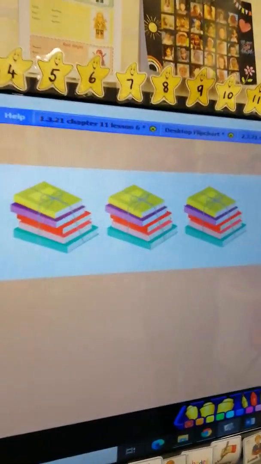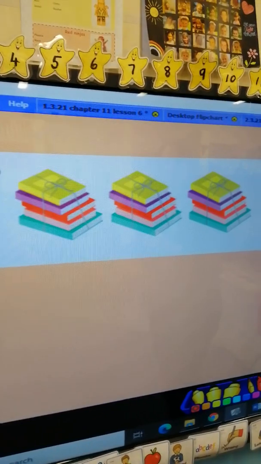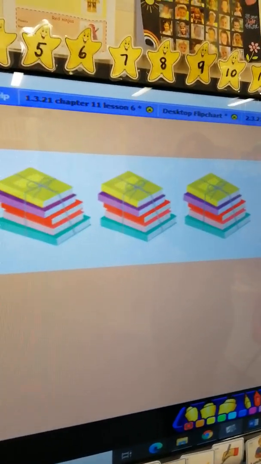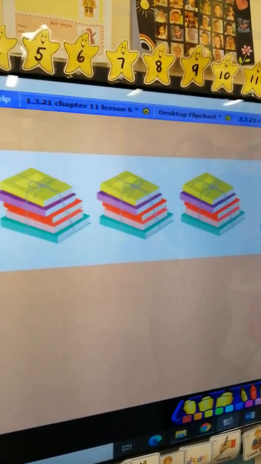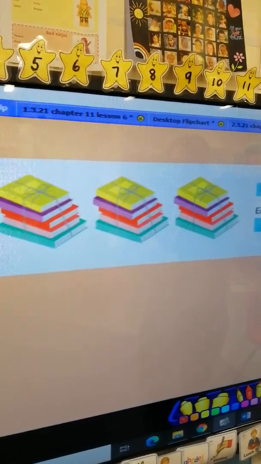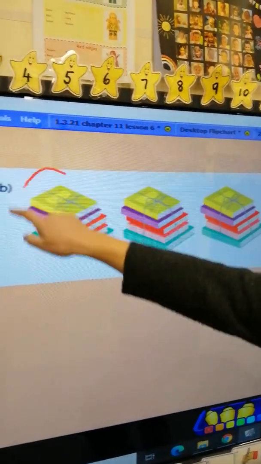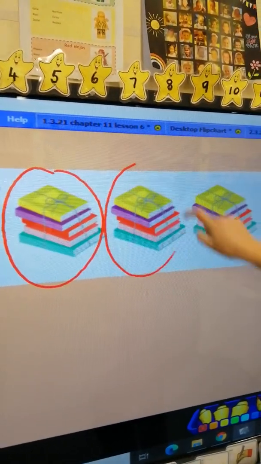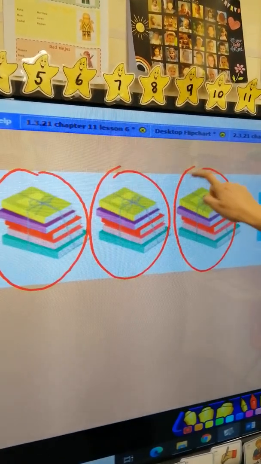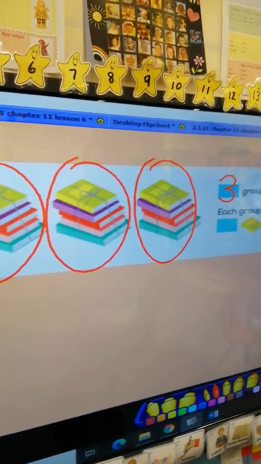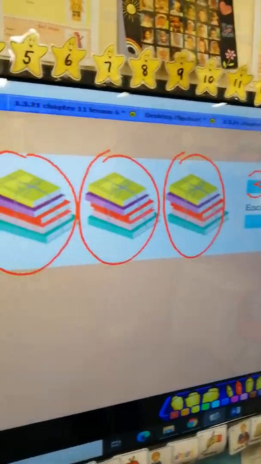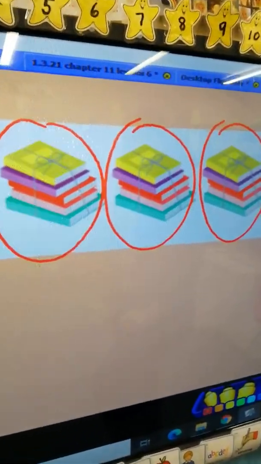Okay. How many groups are there here? Pause the video now. Perfect. There are 1 group, 2 groups, 3 groups. There are 3 groups of books, and you can see the books are grouped together by string, aren't they? Using string to tie them all together.